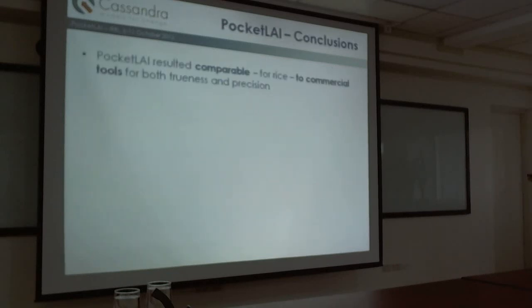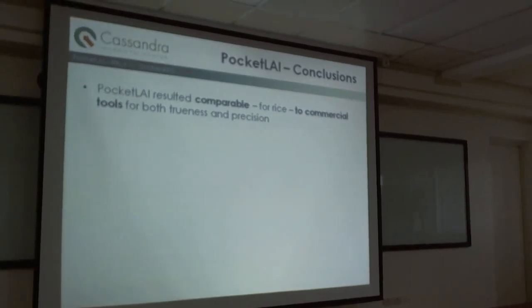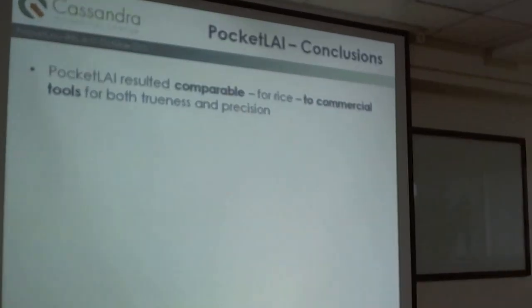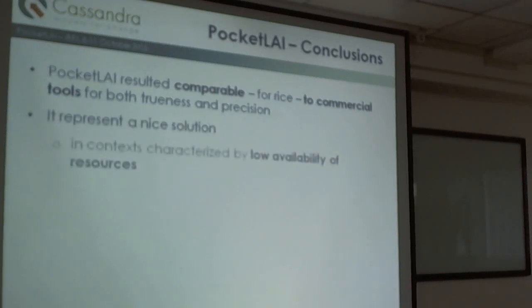So, some conclusions. PocketLAI results were comparable, at least for rice and wheat. So, small leaves, quite homogeneous canopy, are comparable according to our validation to commercial tools for both trueness and precision. Okay? And we think that it represents a nice solution in contexts which are characterized by a low availability of resources.